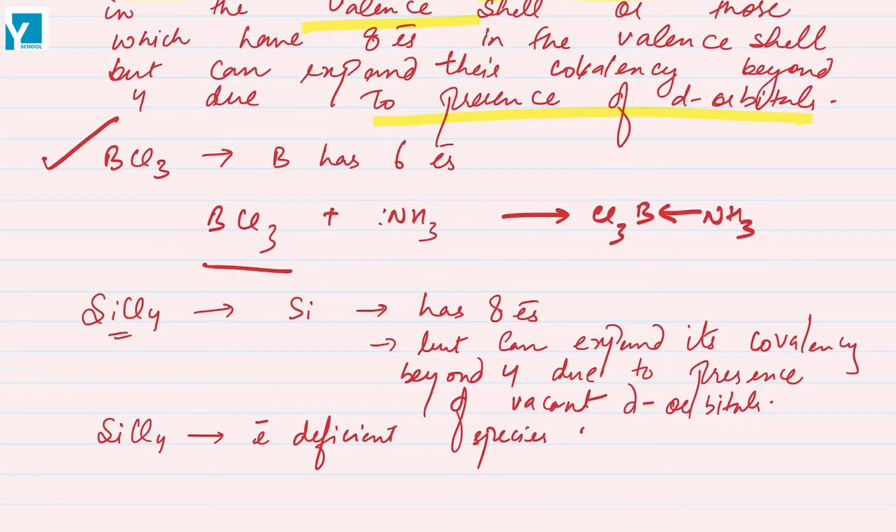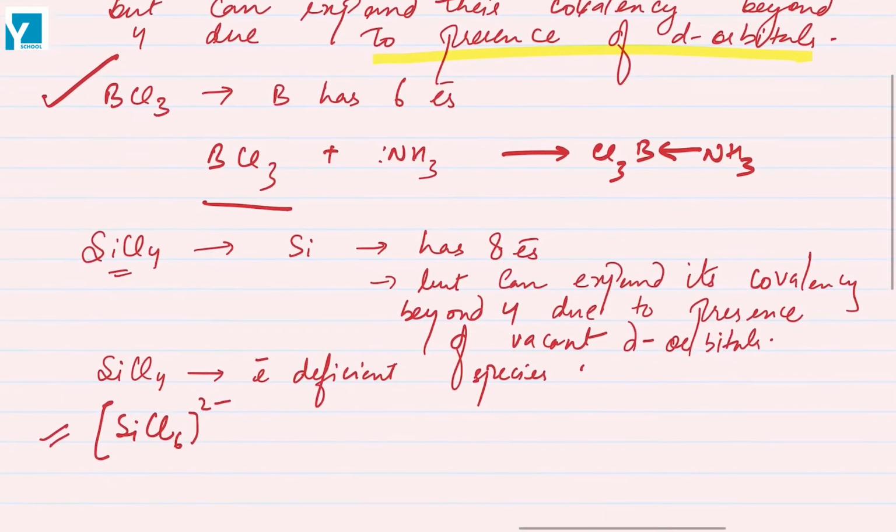right? But if we say that it can accept 2 chlorine atoms, right? 2 Cl negative ions, not atoms, ions, to form SiCl6 2 negative, right? Then it is not possible. Now, why is SiCl6 2 negative not possible?